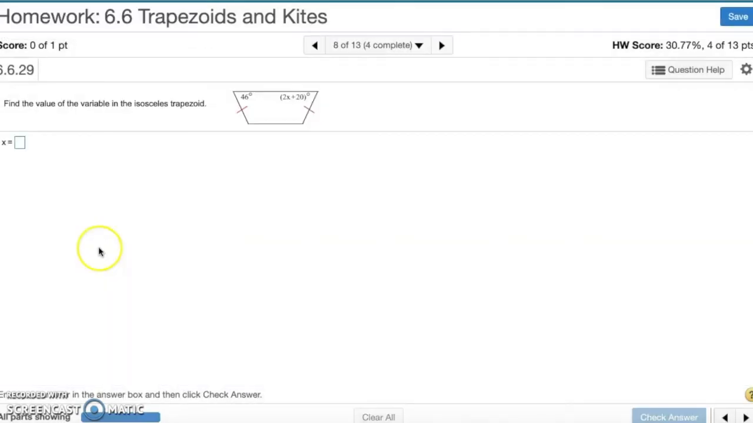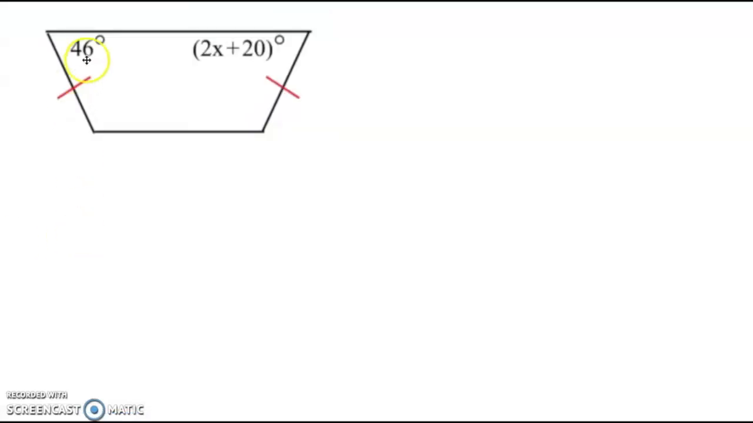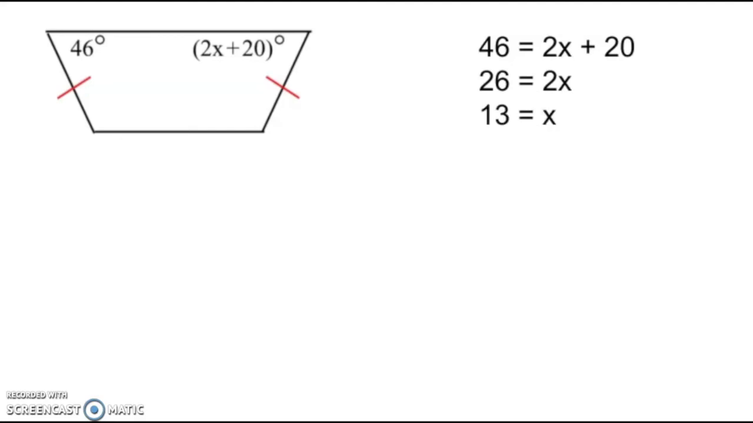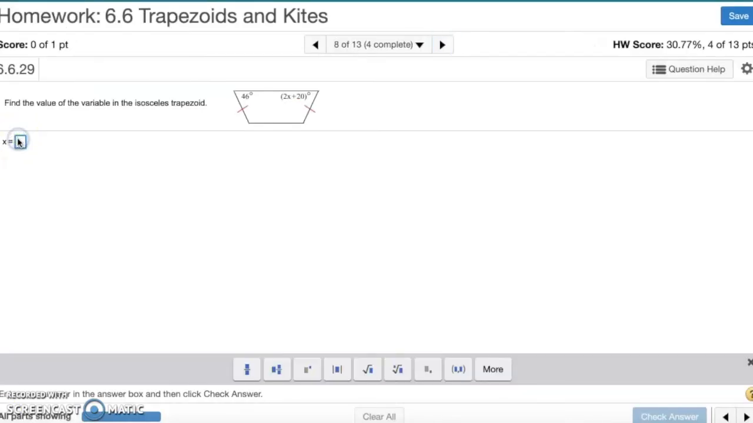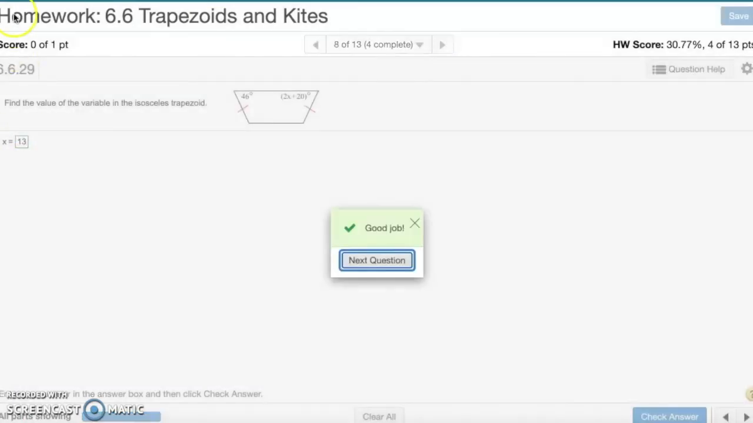And that's number 7. Number 8, find the value of the variable in the isosceles trapezoid. Remember, in an isosceles trapezoid, base angles are equal, so these two angles are equal, and so are these two. So we set these two equal to each other and solve for x. 46 equals 2x plus 20. Subtract 20 on both sides, you get 26 equals 2x. Divide by 2, you get x is 13. So let's type that in. Typing in 13, and that's number 8.